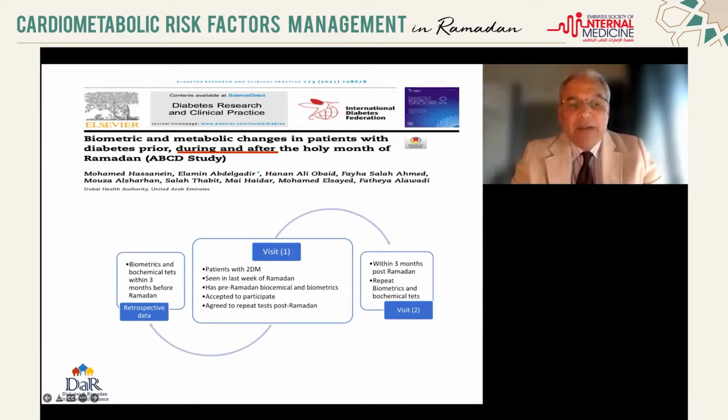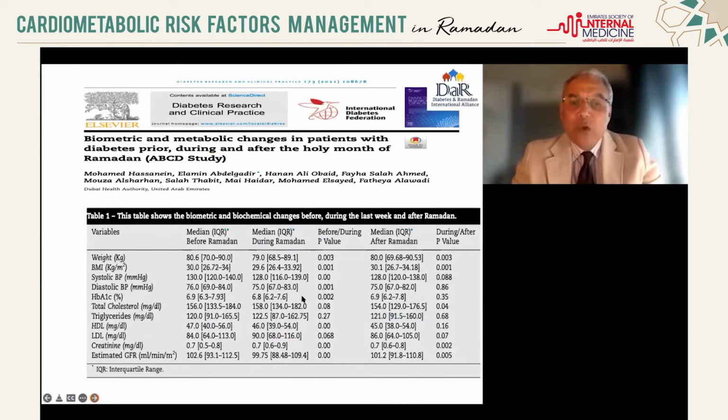So here we have a design that, for the first time in people with diabetes, gives us data from the last 10 days of Ramadan, where we can say the effect of fasting has taken its toll on the individual with diabetes. And what we saw, as you can see from this graph, is marginal improvement in the vast majority of the parameters during Ramadan. But unfortunately, it goes back after Ramadan.